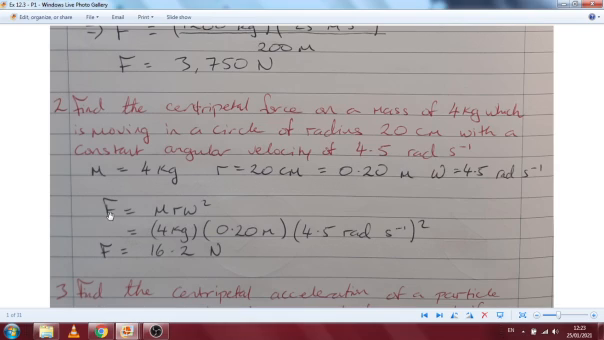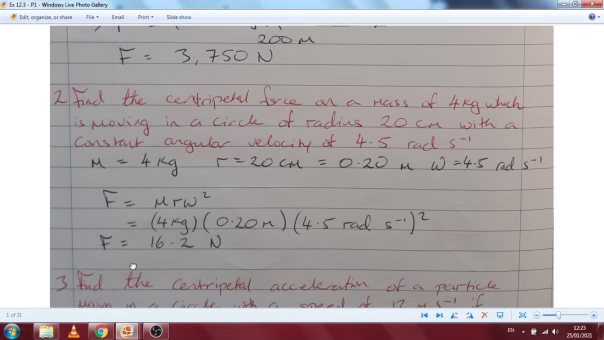The most suitable formula here is F is equal to m r omega squared. So we have the information for this, so we just sub in our mass, our radius in the SI units, and our angular velocity, and we get 16.2 newtons.